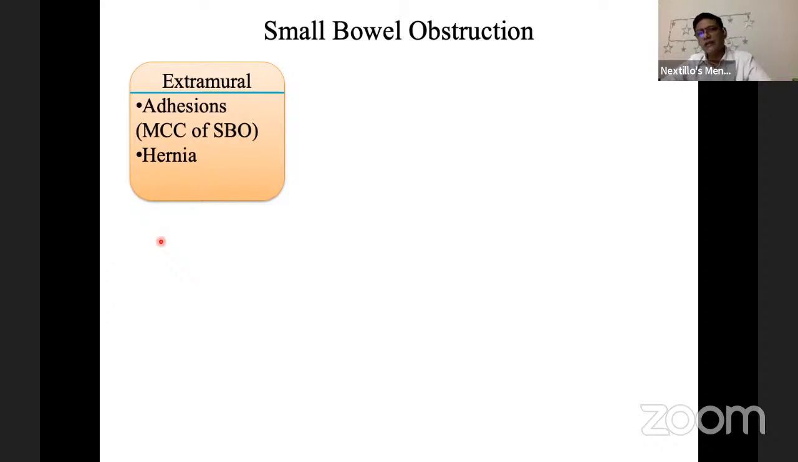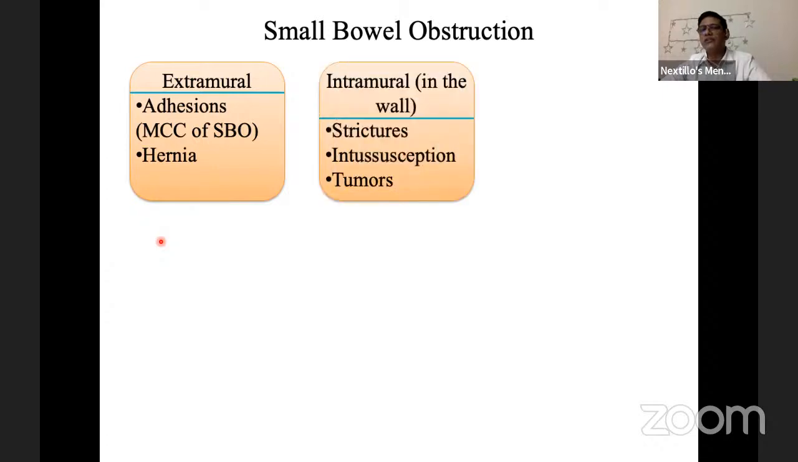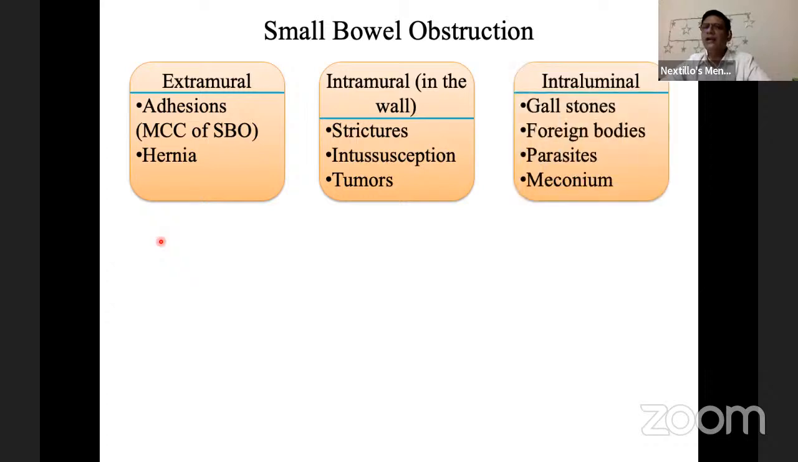Then comes the second variant, the intramural, that is in the wall of the small intestine. These are things like strictures, intussusception, tumors. And the third variant, as we already know, is the intraluminal, like gallstones, foreign bodies, parasites, or meconium.